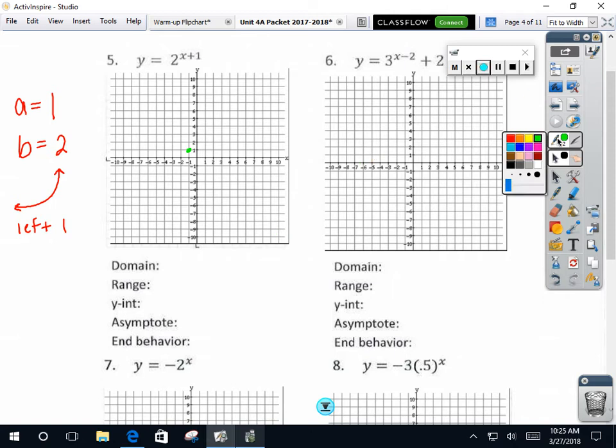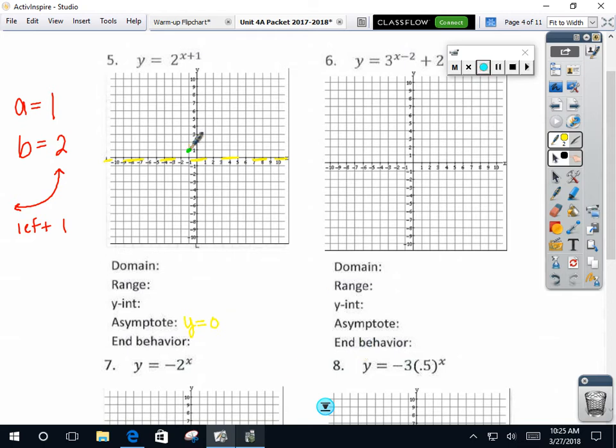Does anybody know where the asymptote line is? 0. Okay, it always starts at y equals 0. And if no vertical shifting has occurred, like it hasn't moved up or down, then it will remain at 0. Okay, so your asymptote equation is y equals 0 because it cuts through the y-axis at 0.